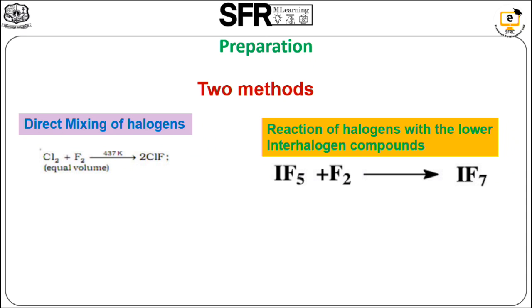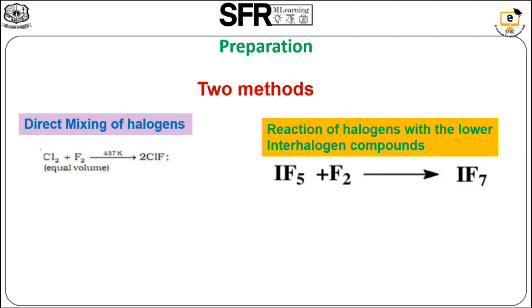This is the first method. Next we see the second method. In the second method, what we represent is the reaction of halogens with another interhalogen compound. For example, if we want to prepare IF7, which belongs to the XY7 type, the only compound available for this XY7 type is IF7.